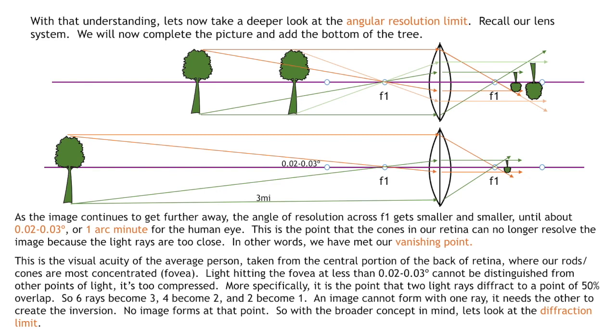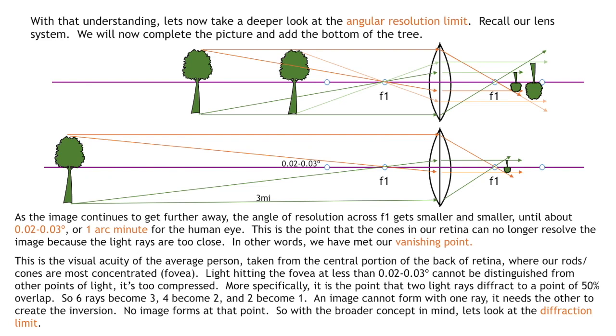retina. The cones and rods on our retina, especially near our fovea, which is the central point where light is most easily resolved, the highest concentration of our rod and cone cells, and then it's transmitted through our optic nerve back to the visual cortex.